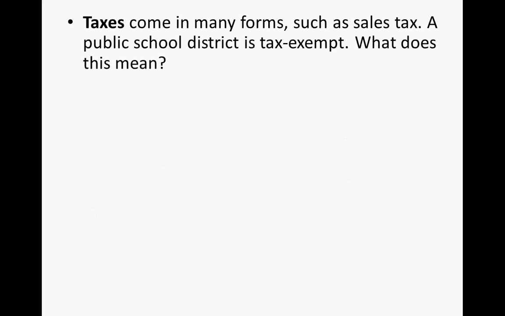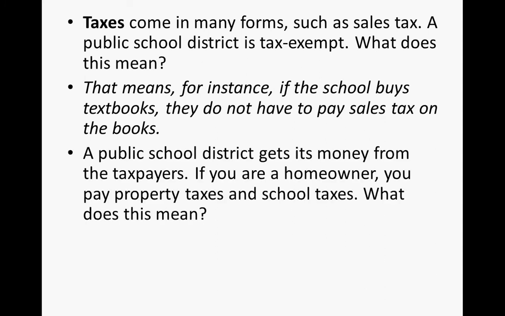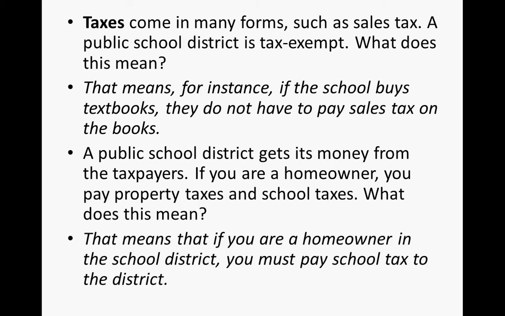Another one is taxes. Taxes come in many forms, such as sales tax. A public school district is tax exempt. What does this mean? Well, this means that, for instance, if the school buys textbooks, they do not have to pay sales tax on the books. A public school district gets its money from taxpayers. If you are a homeowner, you pay property taxes and school taxes. What does this mean? Well, this means that if you are a homeowner in the school district, you must pay school tax to the district.